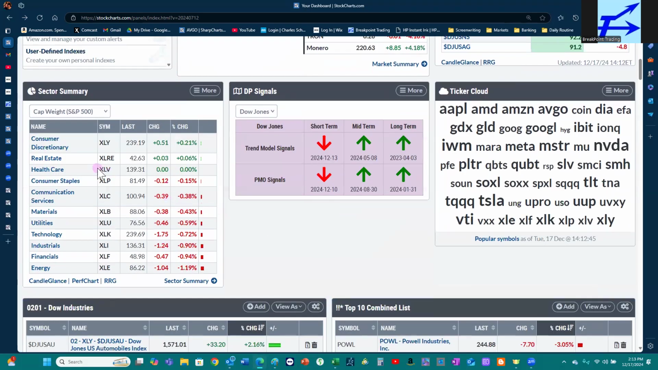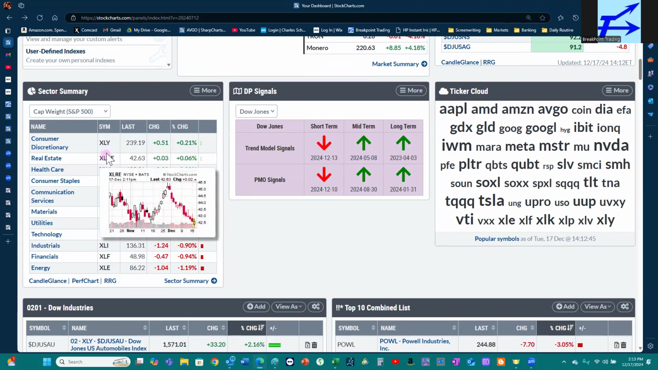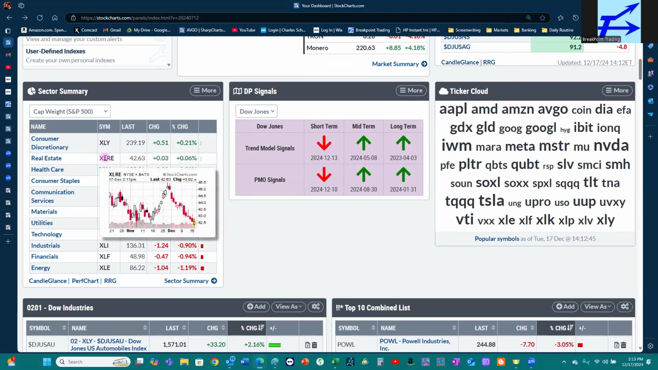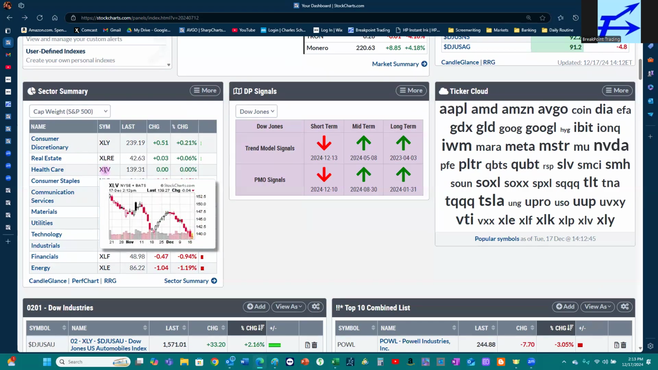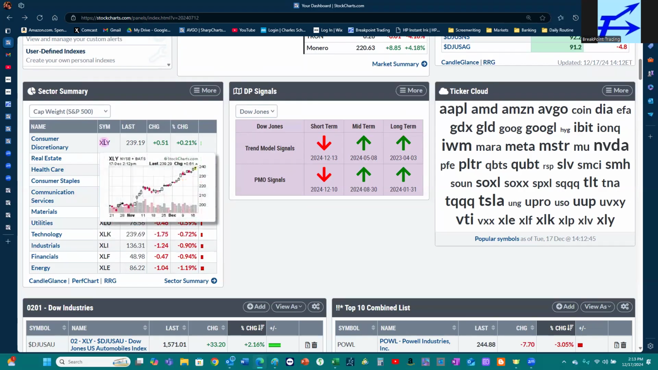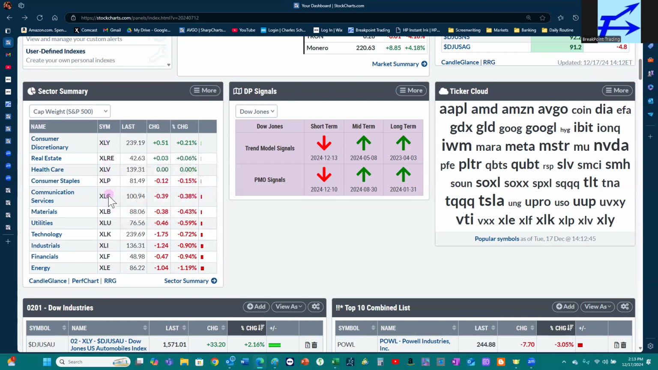On the sector side, discretionary and real estate and healthcare are leading. So bifurcated sector leadership here. Real estate is a defensive sector and had been going significantly lower. Healthcare also had been dropping off and it's trying to make a comeback today. Discretionary has just been continually going higher, powered primarily by Tesla and Amazon.